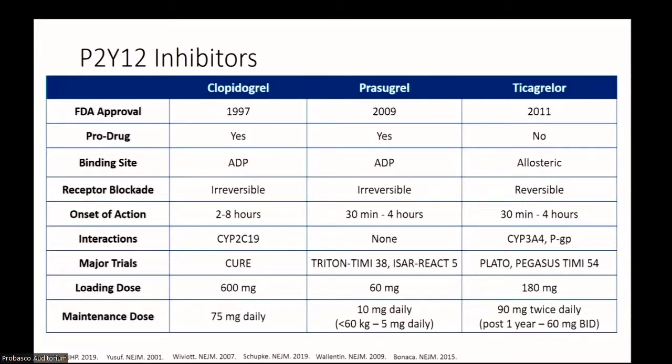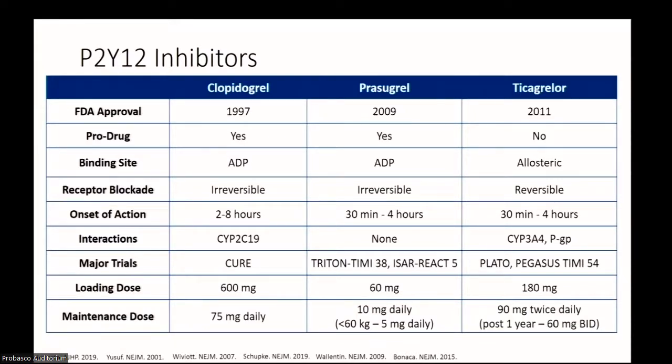Prasugrel in the TRITON-TIMI 38 trial, patients with ACS with a scheduled PCI, prasugrel was associated with significantly reduced rates of ischemic events, but with an increased risk of major bleeding when it was compared to clopidogrel. More recently, in September of 2019, the ISAR REACT 5 trial, in which prasugrel patients had a significantly lower incidence of death, MI, or stroke as compared to ticagrelor, and they did not notice a significantly different incidence of major bleeding in that trial.